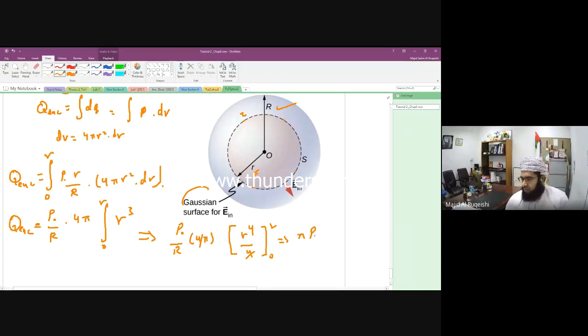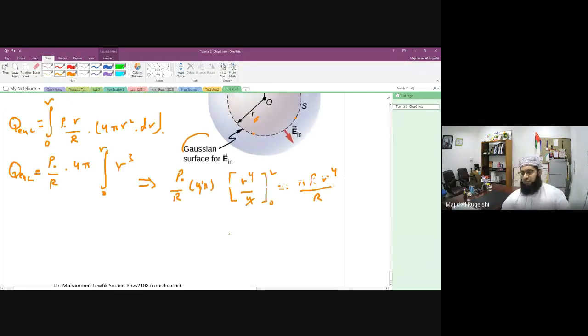4 rho naught into r small to the power 4, sorry, the power 4 because it's the same, we are not changing that one, over r capital. Okay, very good. So far, so good.